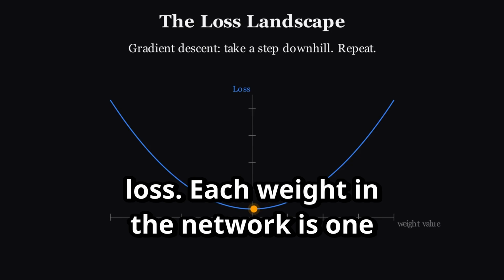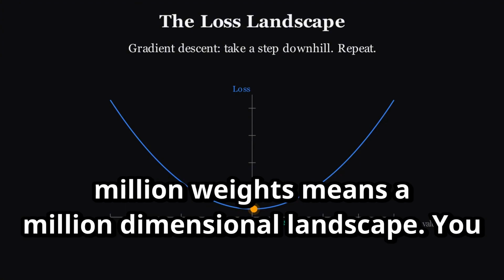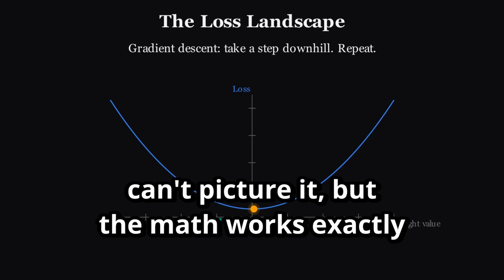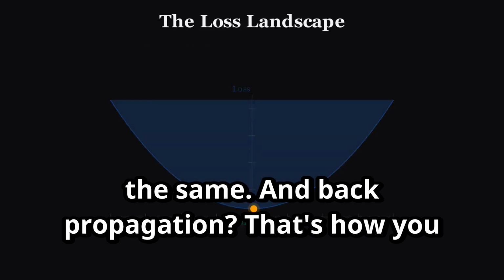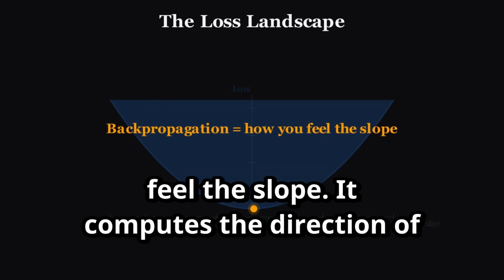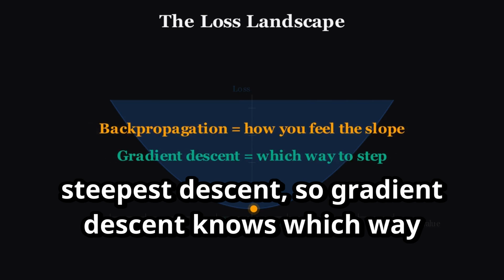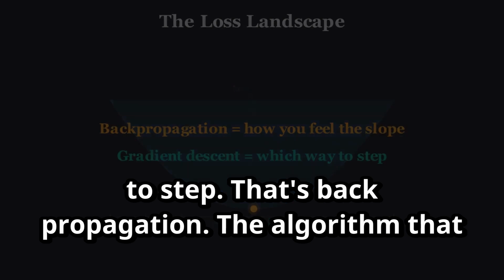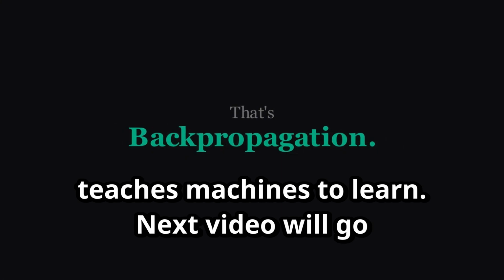Each weight in the network is one dimension of that landscape. A network with 1,000,000 weights means a 1,000,000-dimensional landscape. You can't picture it, but the math works exactly the same. And backpropagation? That's how you feel the slope. It computes the direction of steepest descent, so gradient descent knows which way to step. That's backpropagation, the algorithm that teaches machines to learn.